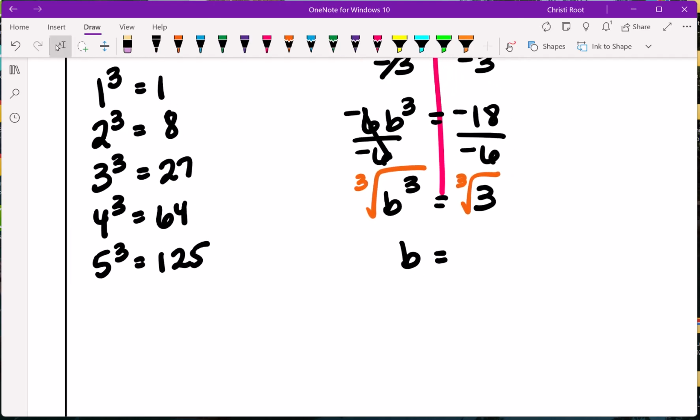If it's not going to be one of those 5, then I want you to leave your answer exactly like that. On your Delta Math, it'll have a cube root button to select, and then just put the cube root of 3, and then you're done.